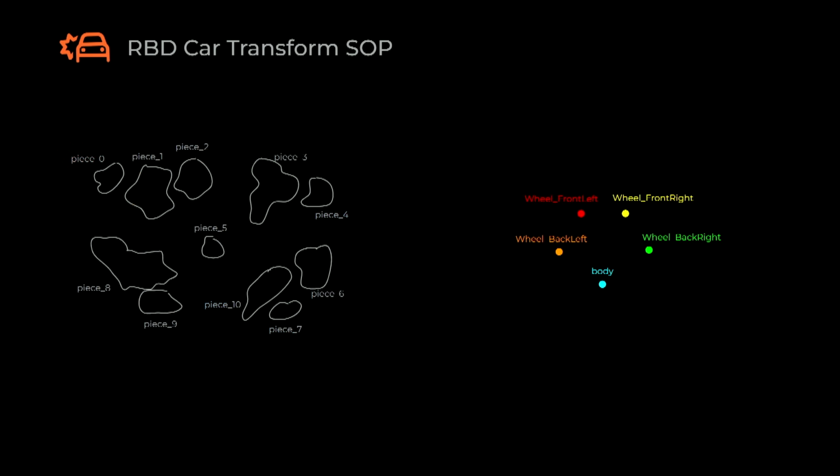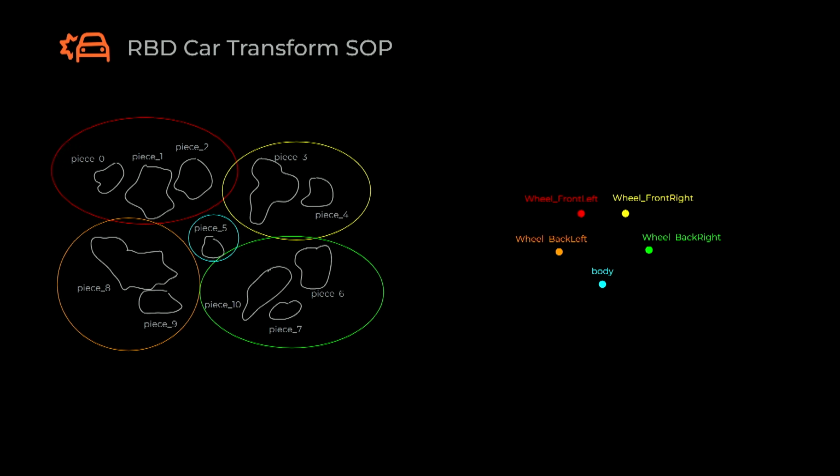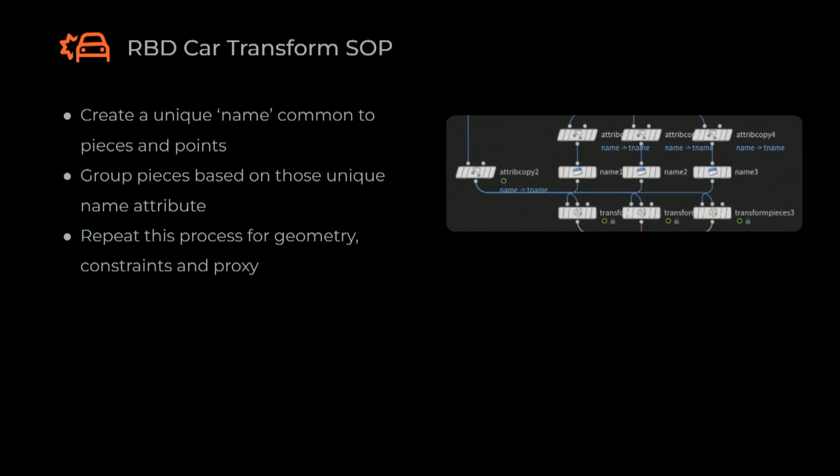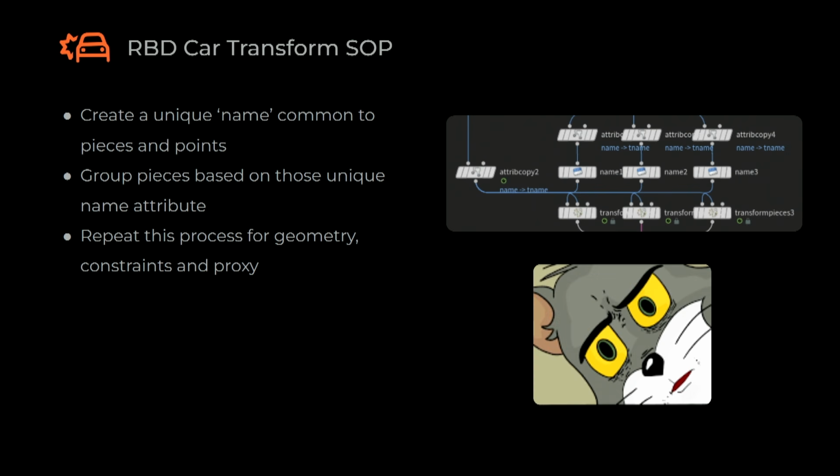And in this scenario, we have pieces with different names, and we have a specific set of points with different names. So what you might have to do is compile all these pieces based on those points, make sure it has the same name, and you would have to do that for all the geometry constraints in the proxy, and it's painful and it doesn't work. I've tried. So what's the alternative?